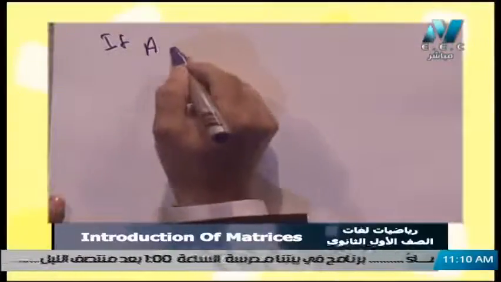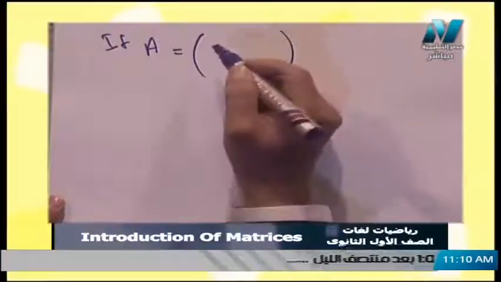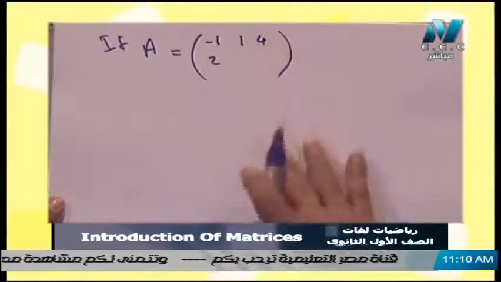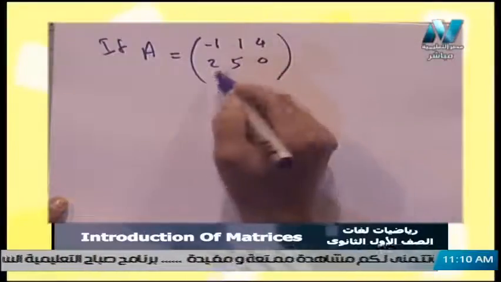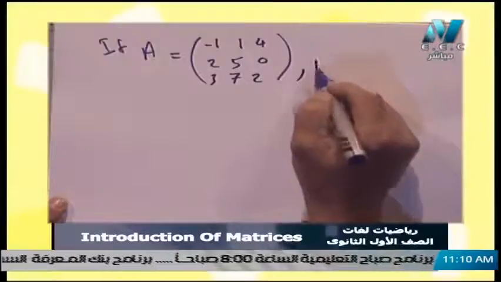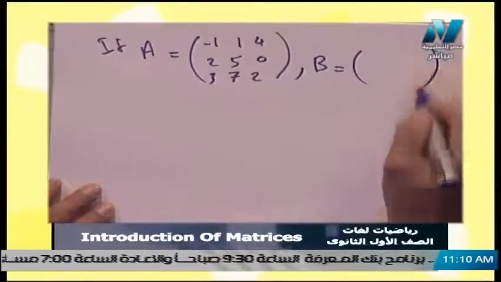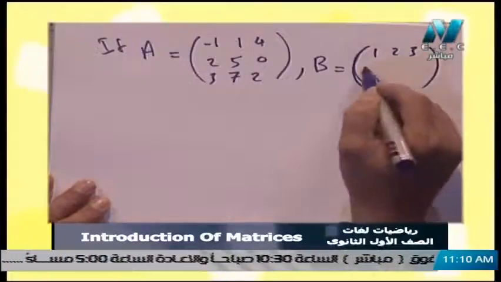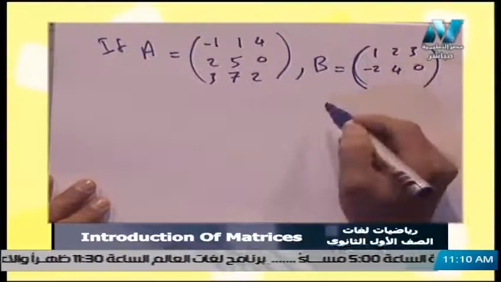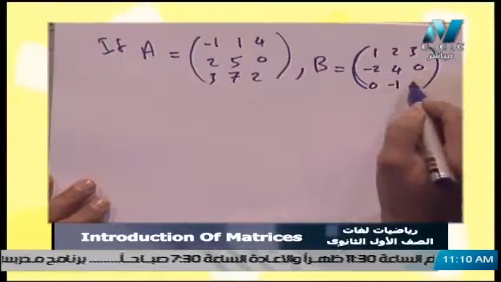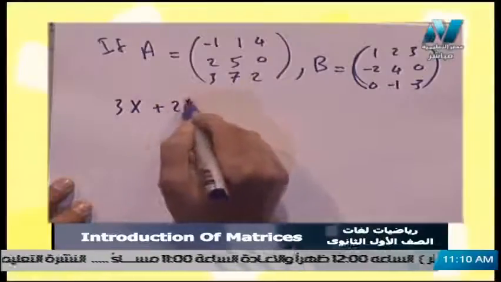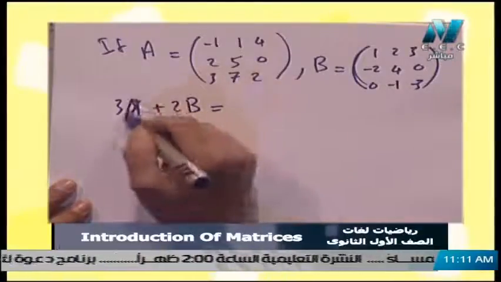Okay, let's move to some questions here. If A equals this matrix: -1, 1, 4 for the first row, 2, 5, 0, 3, 7, 2, and we have another matrix B like that: 1, 2, 3, -2, 4, 0, 0, -1, and -3. We would like to find out 3A plus 2B.